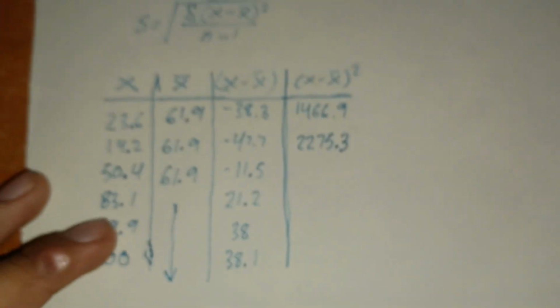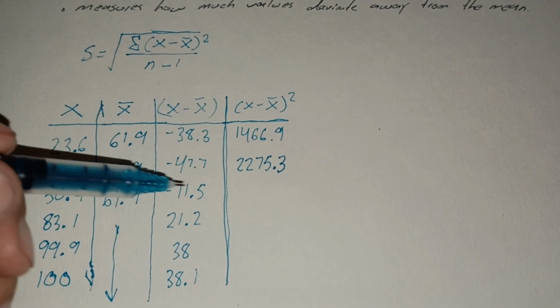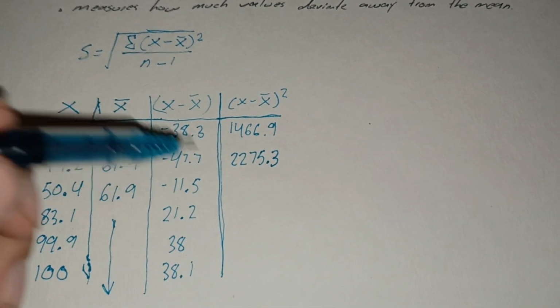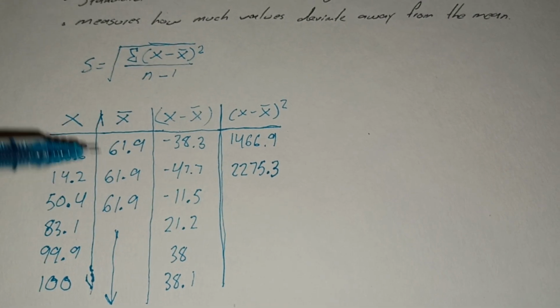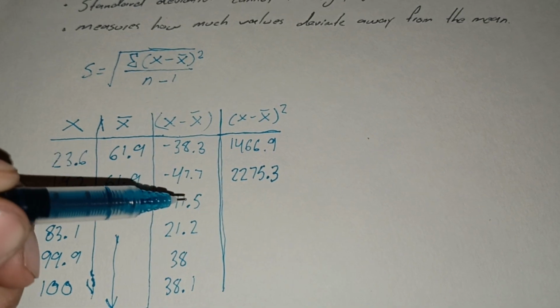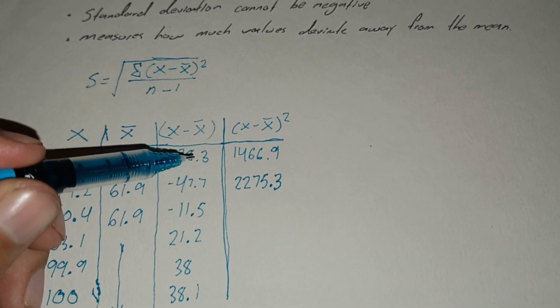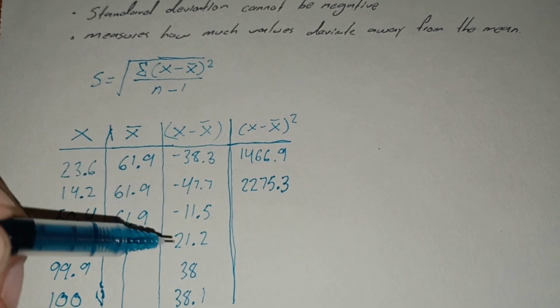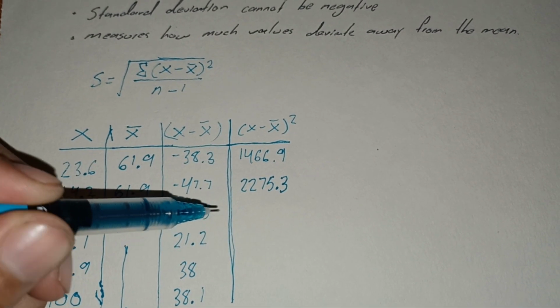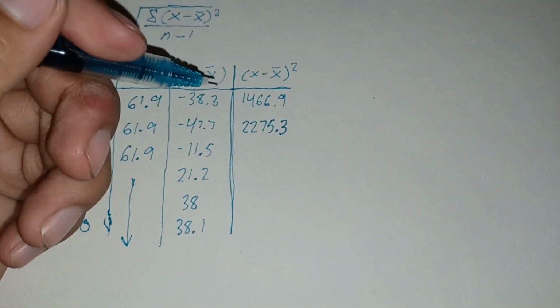2275.3. Just like that. So now that you get the idea, we are going to do that for every single value. Just this column. Don't worry about the others. Just this column right here, this product, we are going to square. Only square this one. So we're only going to square negative 11.5 and all of these values, just how we did right here.